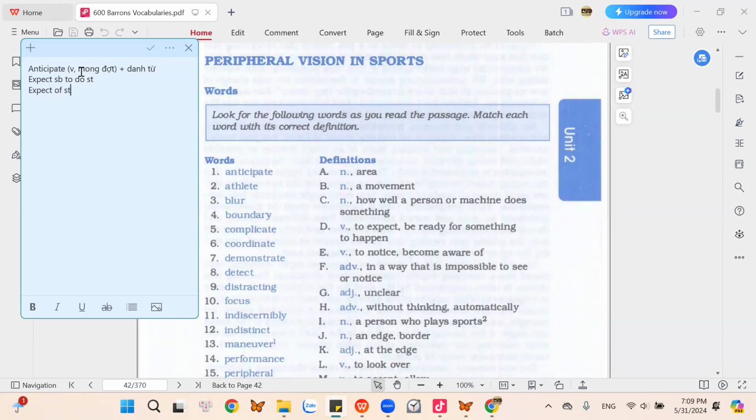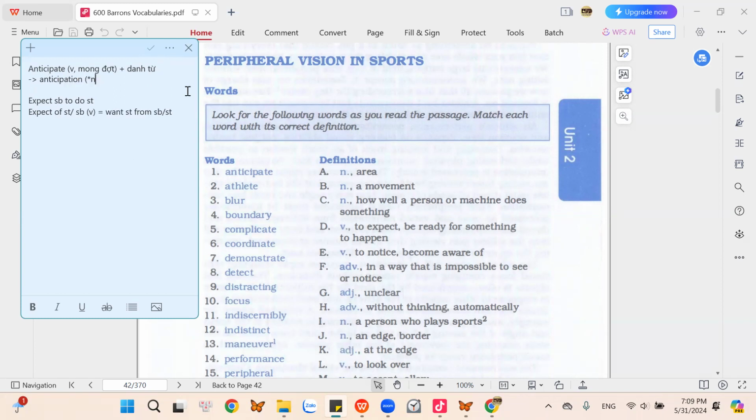Like, what do you expect of your English teacher? What do you expect of your parents? Or people are going to ask you, what do you want from your parents? You'd expect of somebody, or you'd expect of something. It means you want something from somebody or from something. This is the way. And here we have anticipate, expect, and the noun of anticipate, that is anticipation.